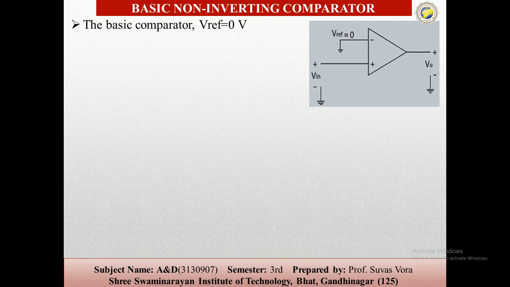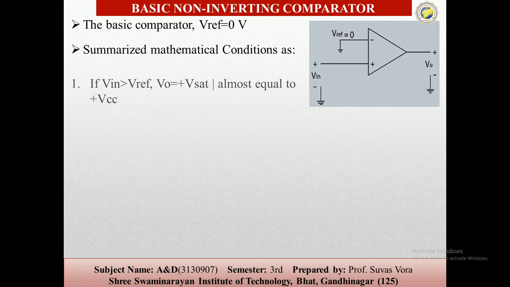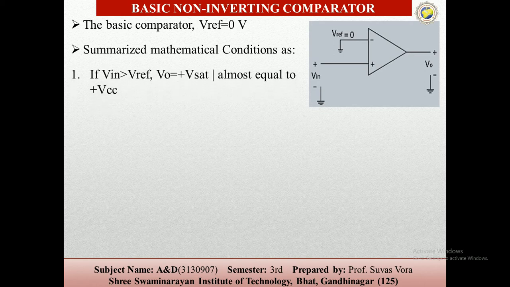In the non-inverting comparator, if V in is greater than V reference, the output is positive saturation, almost equal to V CC. That is, if the input value is greater than V reference, we get a high output, for example if we give 5 volts input. If V in is less than V reference, the output is negative saturation, almost equal to 0, that is, V EE, which we generally give as 0. While V in is less than V reference, the output is negative.